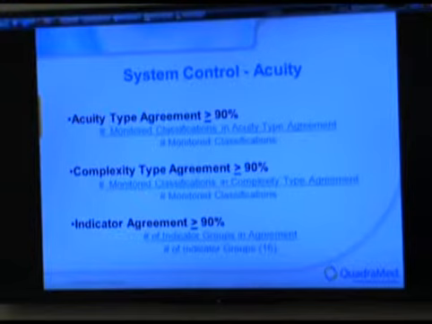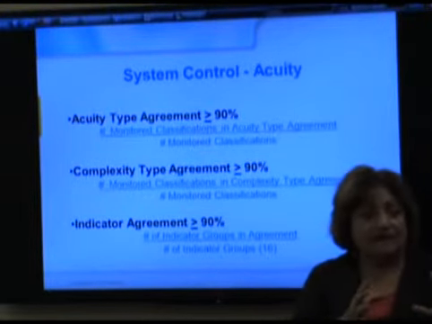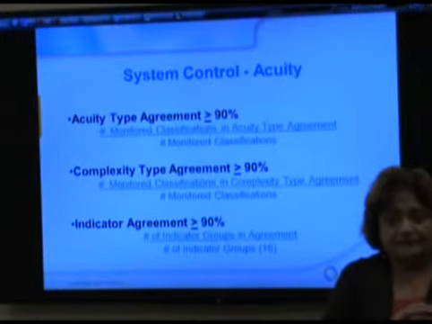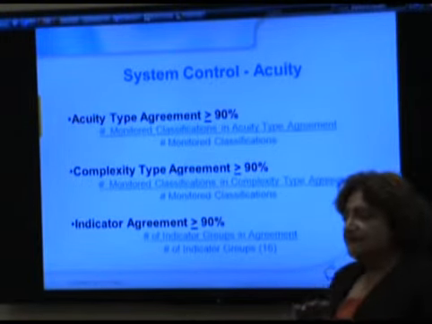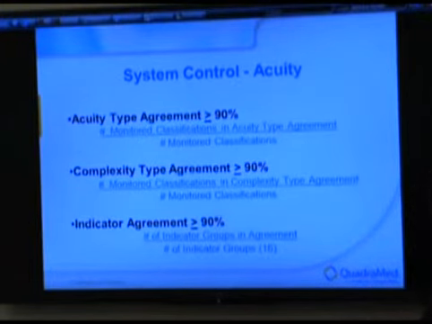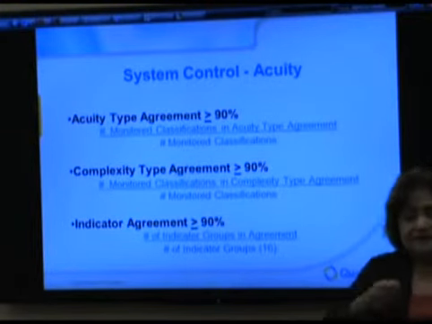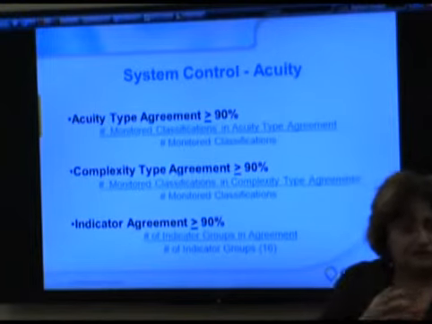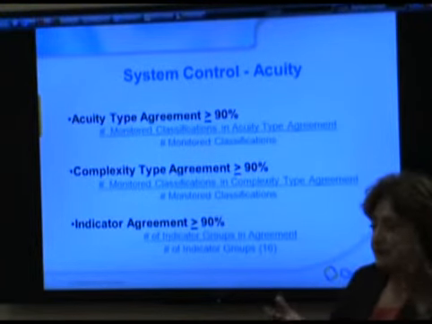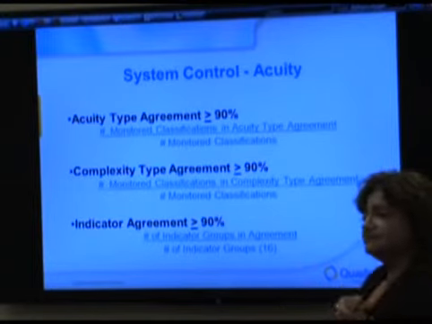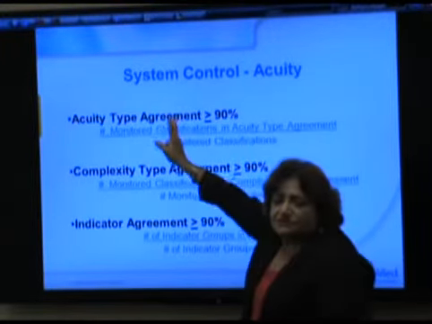Acuity. When we look at acuity, Barb will be working with staff that are going to be monitoring the classifications. Now, all monitoring is the ability to help staff understand how to use the indicators appropriately. That's the only point of doing it, so that staff are not overusing the indicators or underusing indicators. So the monitors will classify patients based on their documentation and discussion with the nurse, and then we'll compare how the nurse classified to how the monitor classified. And the goal is 90% patient type agreement.